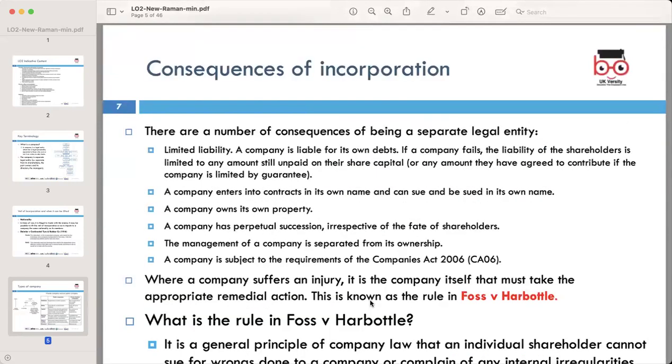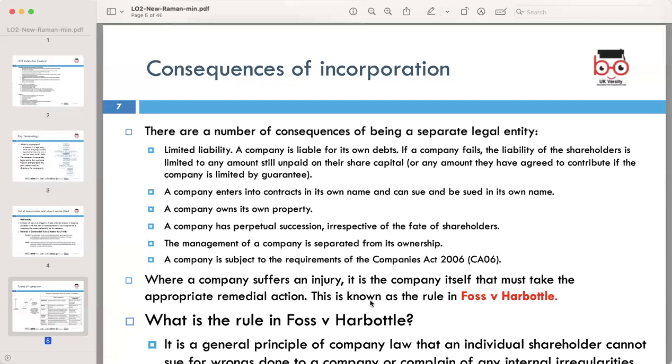Yes, so consequences of incorporation, consequences of a company. There are a number of consequences of being a separate legal entity. Being recognized as a separate legal entity, these include limited liability. Shareholders are only liable for unpaid share capital or agreed contribution in the case of company failures. Contractual capacity: a company can enter contracts in its own name, sue and be sued independently.